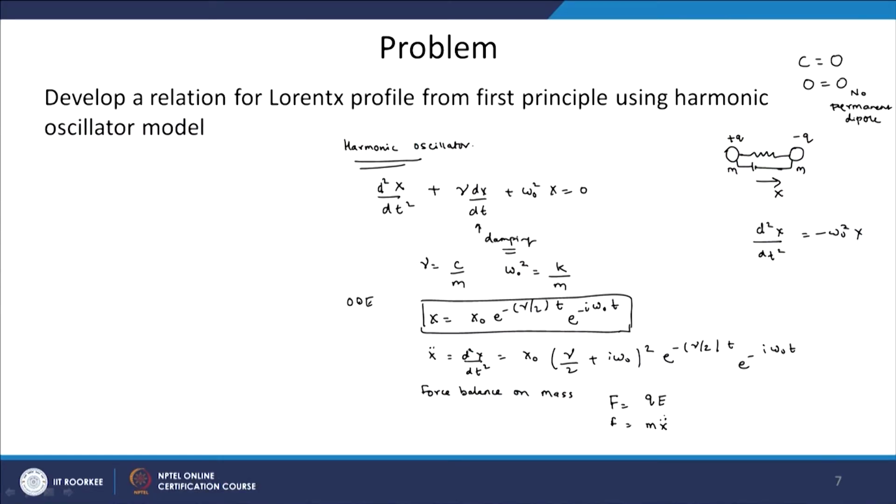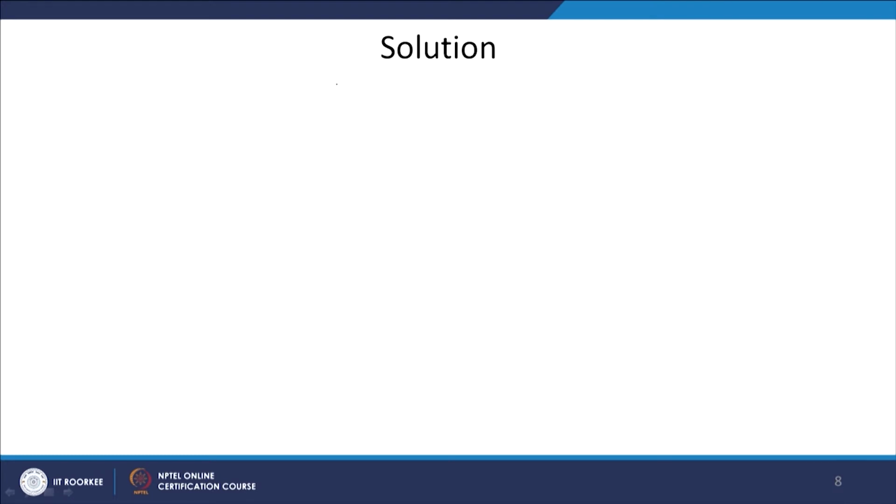The charge is q and the electric field is E, and this electric field E is related to the emission and absorption of photons, and we are interested in finding E because we have already solved for force, which is equal to mass times acceleration. We can find the electric field E as: E is equal to m by q times x double dot, which is equal to m by q times x naught, gamma by 2 plus I omega naught square, e power minus gamma by 2 t, e power minus I omega naught t. So, this is the expression for the electric field that we have obtained.